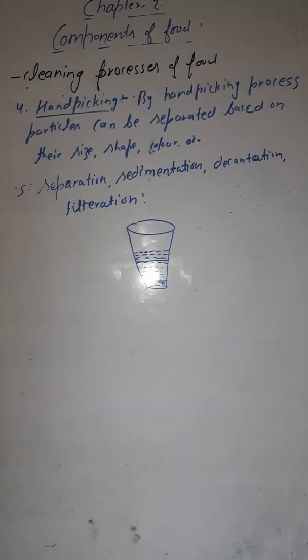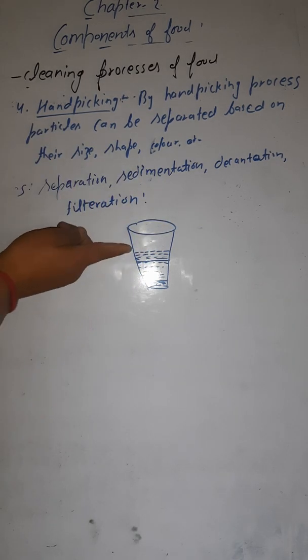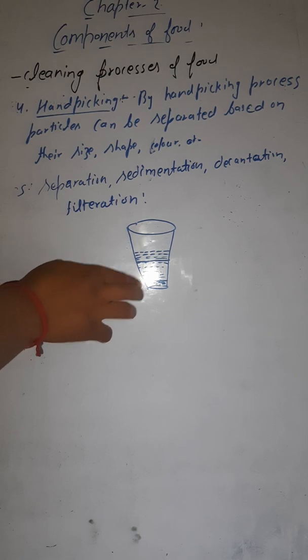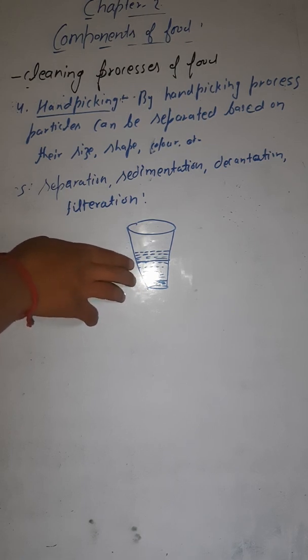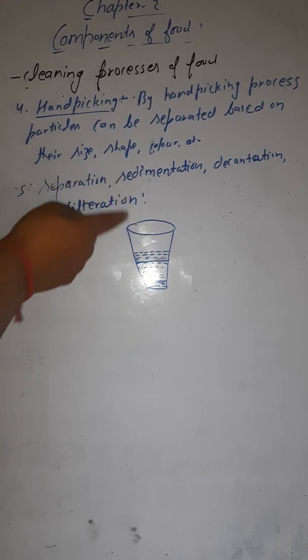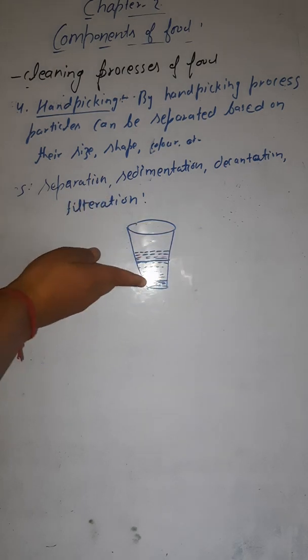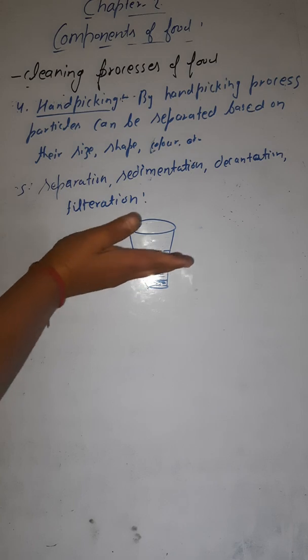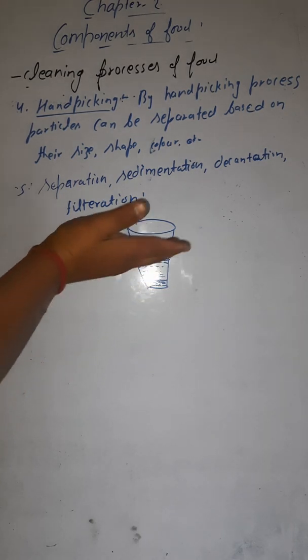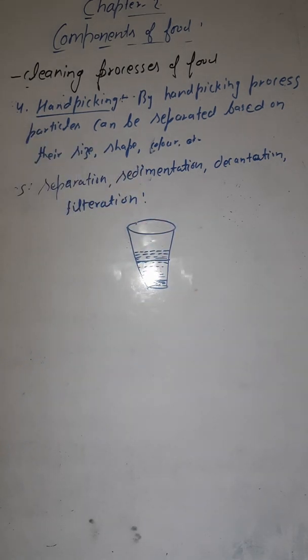is known as separation. Separation means all the layers have been separated: you have a different layer of sand, a different layer for the water, a different layer for the oil. So this is separation. And what is sedimentation? Sedimentation means when the heavier particles are settling down. What are the heavier particles here? The sand particles. So this process of settling down of heavier particles is known as sedimentation.